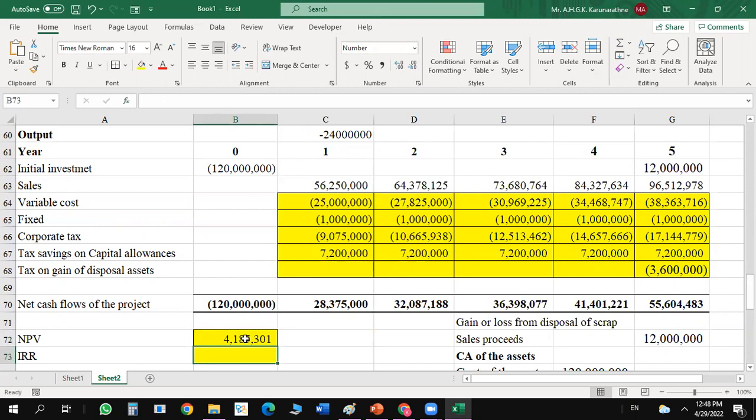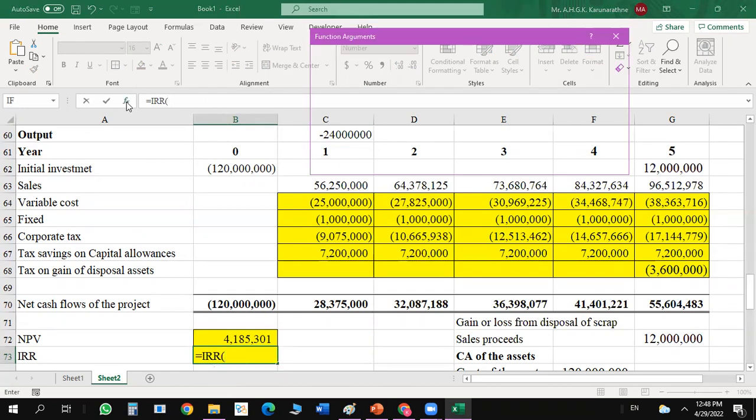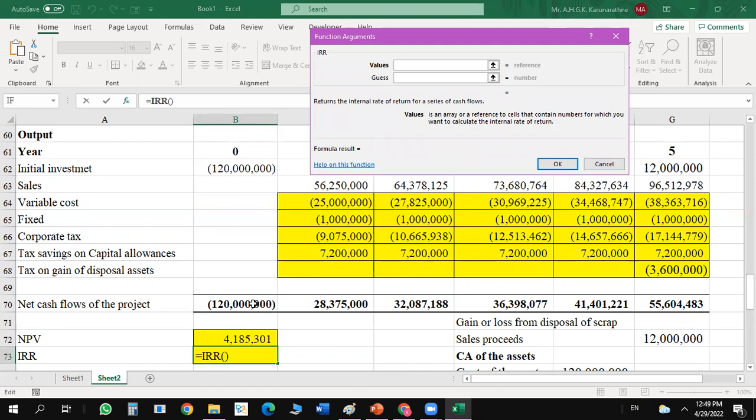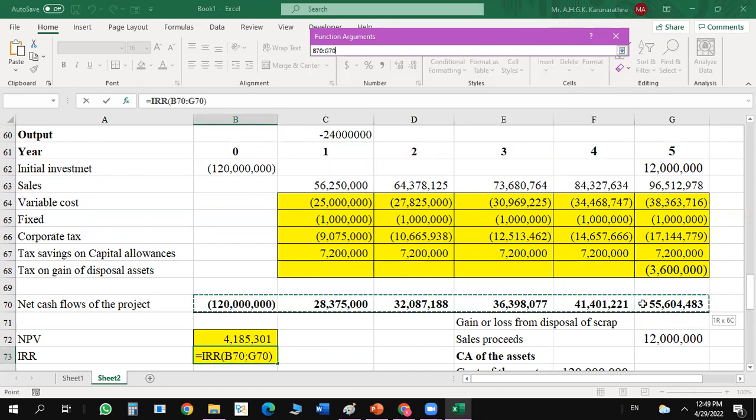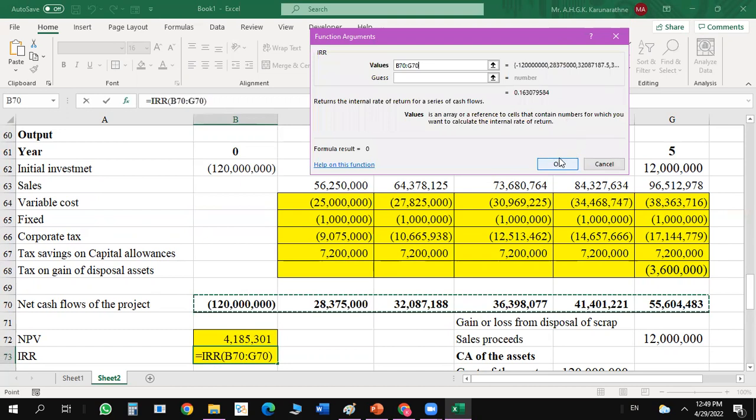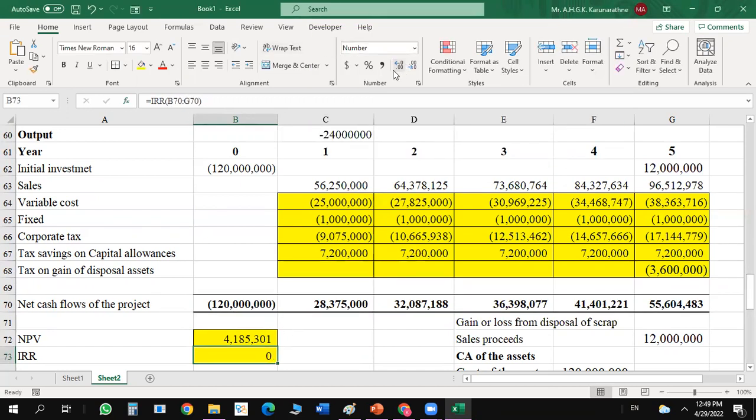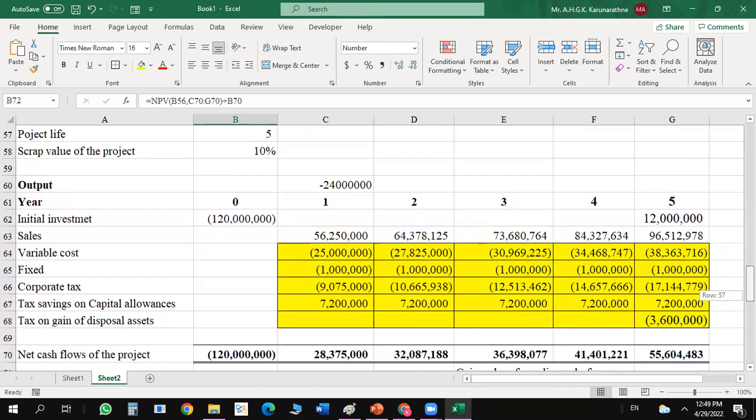This is your NPV. If you want to compute IRR, say IRR, click on this and go to this dialog box, give the values. Very simple. Give all these things and just say enter. You can see the project is accepted. Why? There's a positive NPV. The project return rate is greater than the cost of capital.